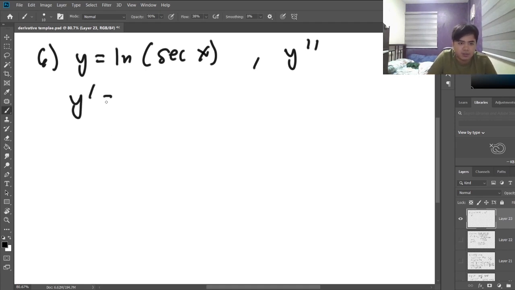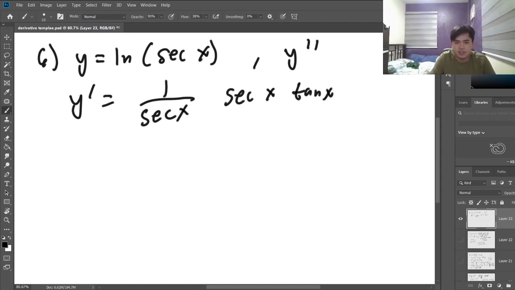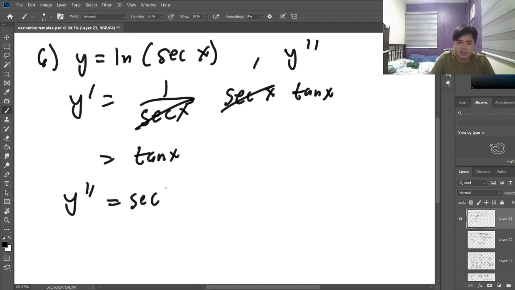Well, y prime is equal to 1 over secant x first, so we need to write that. And then the derivative of secant x is secant x tangent x, which is something we discussed earlier. So we can cancel secant here, and we get tangent x on its own. So the derivative of that is secant squared x, as we discussed in the previous video. So that is the answer.